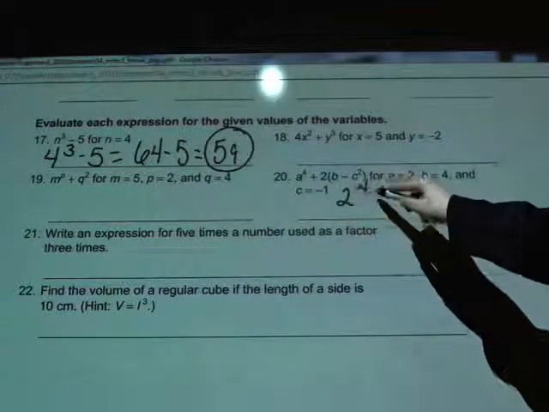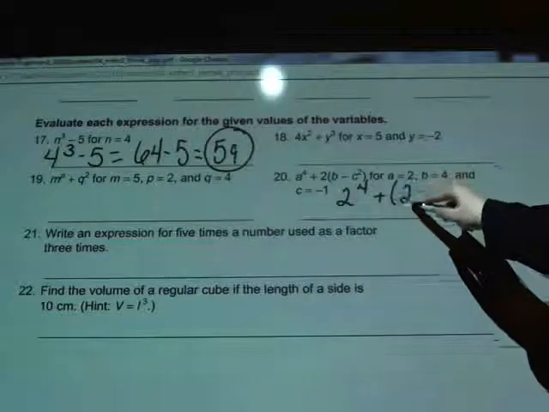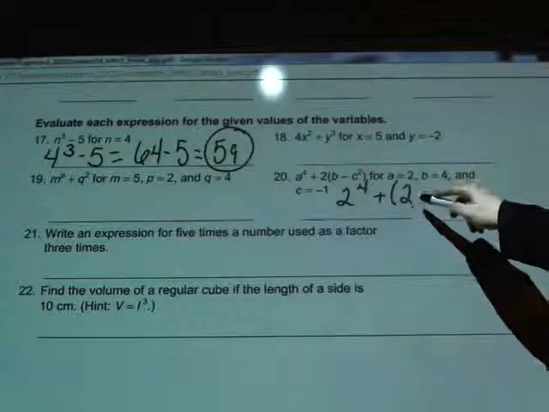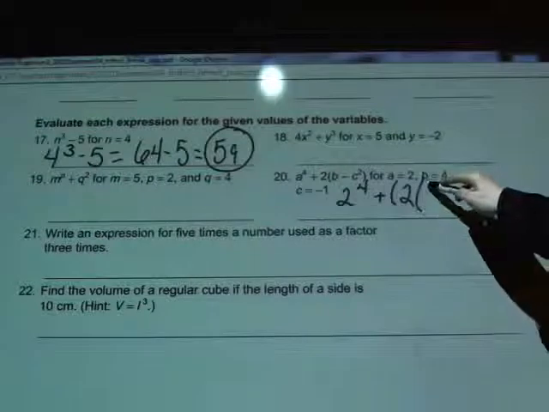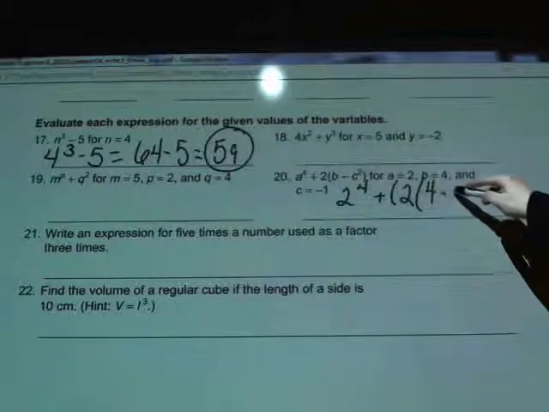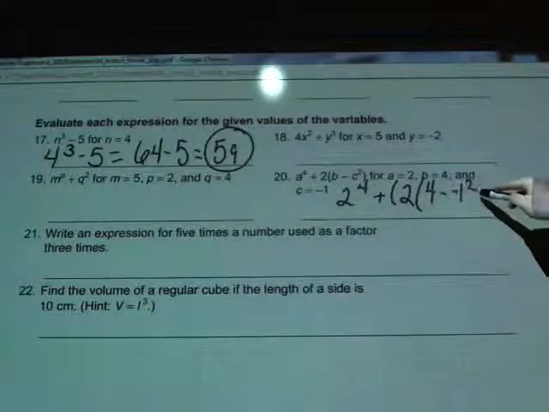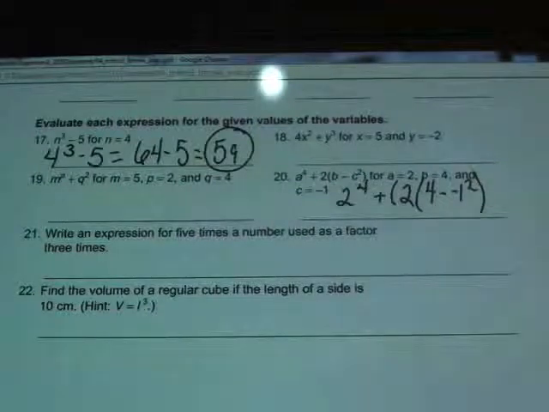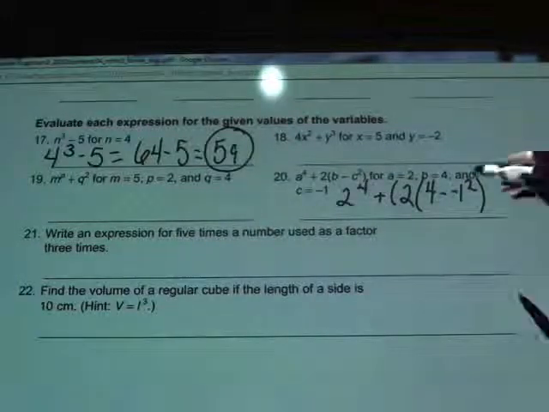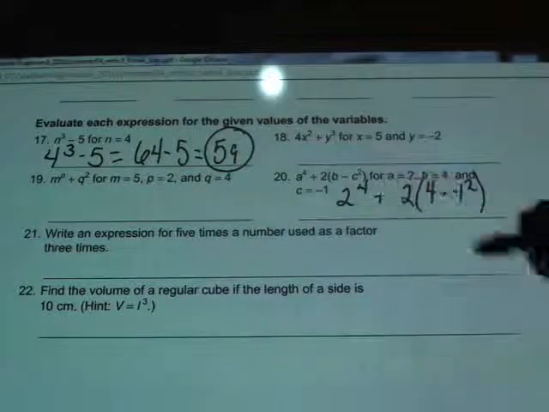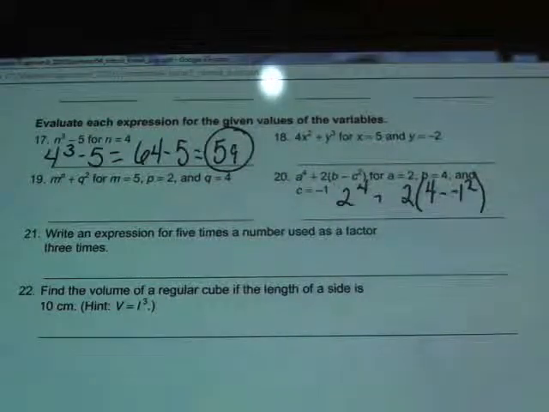2 to the fourth plus 2 times 4 minus negative 1 squared, and then I'm closing the parentheses. And you can see I made a little extra parentheses mark there, which I'm going to erase here in just a moment because I don't need it. Okay, so now we're going to go ahead and look at the order of operations steps here.